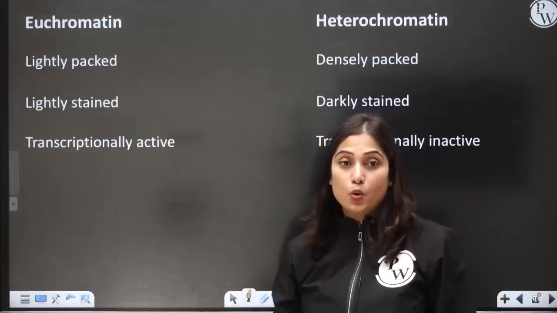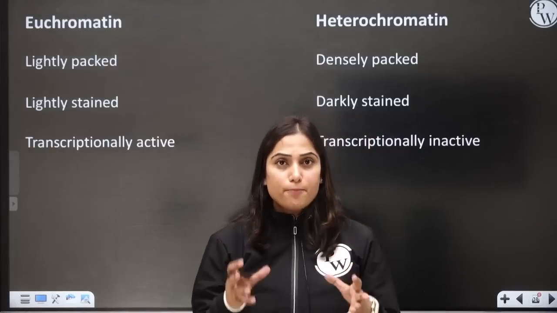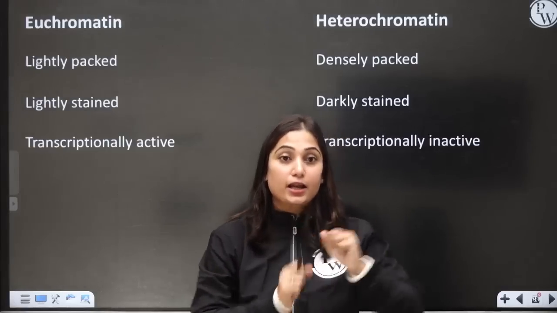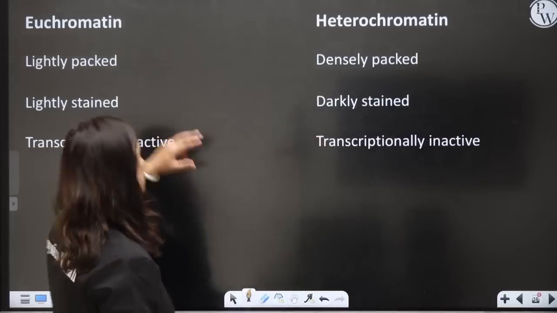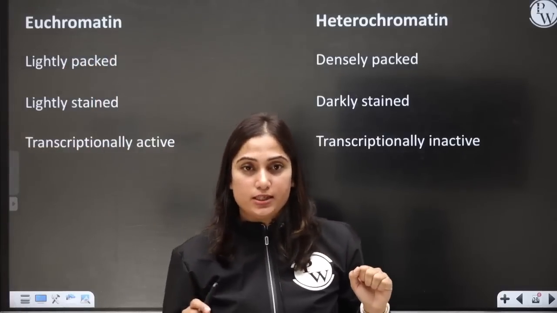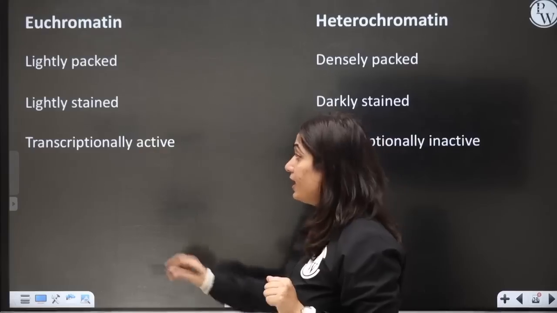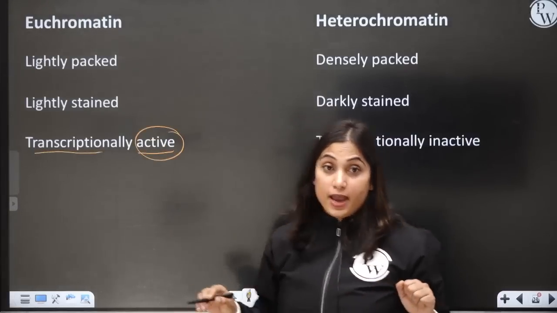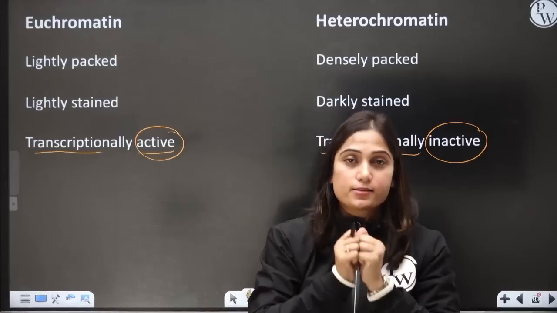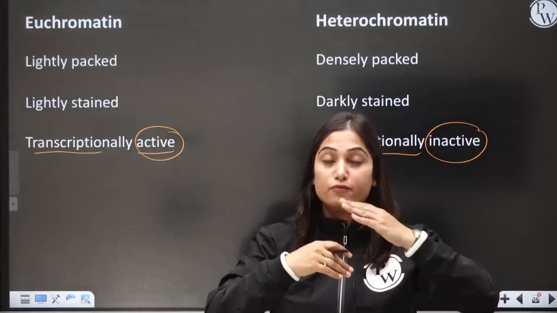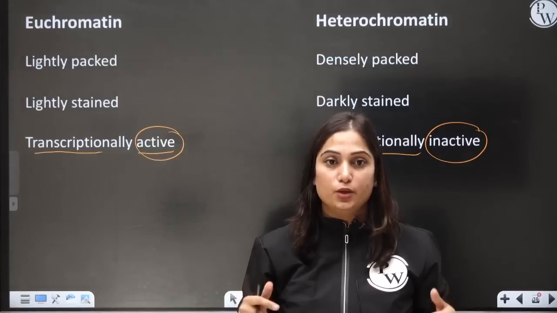So after packaging, we are here with two terms, euchromatin and heterochromatin. During packaging, some parts of DNA are densely condensed, and those parts are called as heterochromatin, and some parts are loosely packed or loosely condensed. Those parts are called as euchromatin. If we stain this chromatin material, then heterochromatin would be darkly stained and euchromatin would be lightly stained. Here you can see that euchromatin is transcriptionally active and heterochromatin is transcriptionally inactive. That means on the densely condensed DNA, RNA will not be formed. That means the heterochromatic part of DNA will not be expressed, but the euchromatic part of DNA will be expressed.